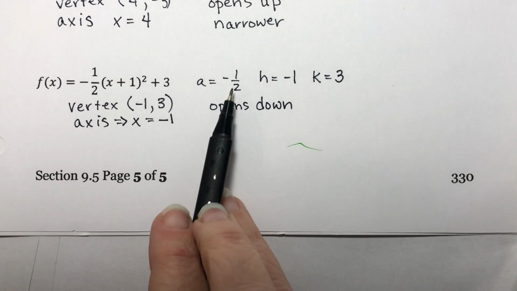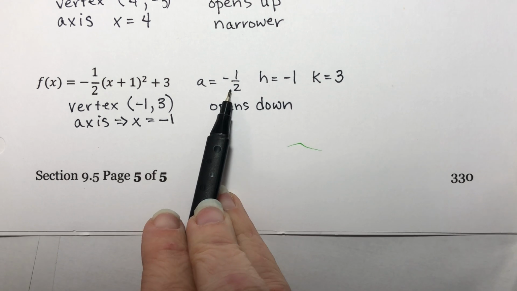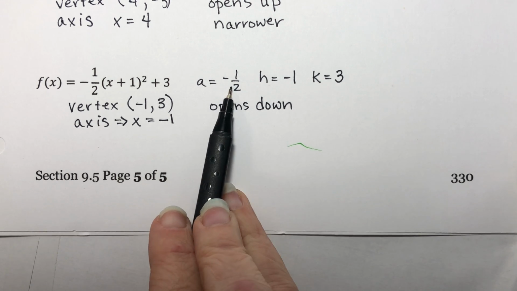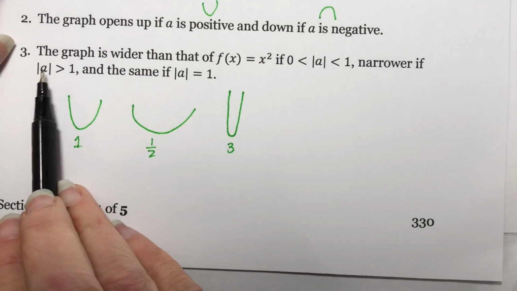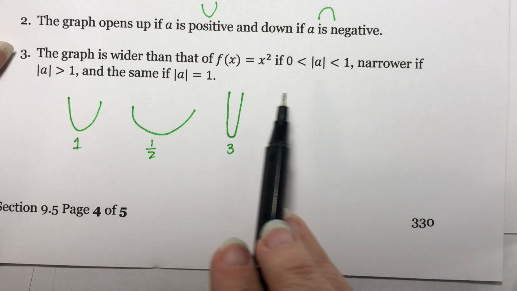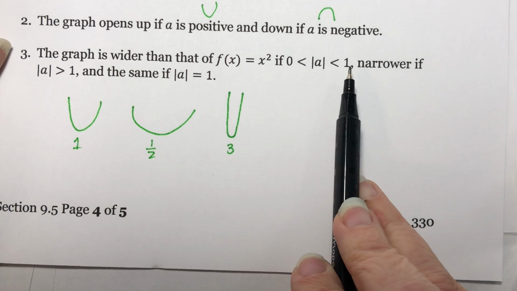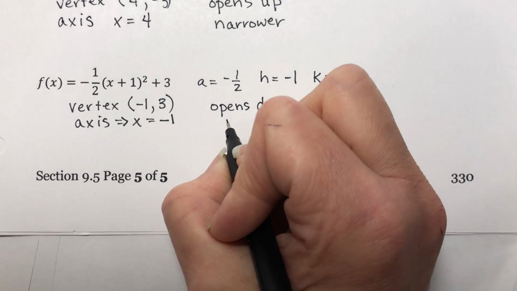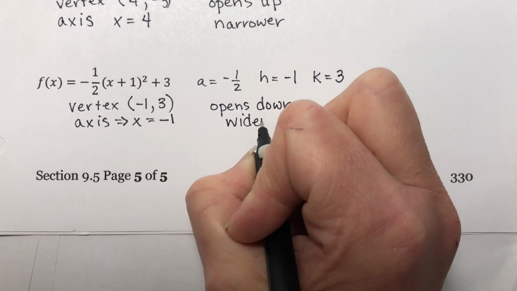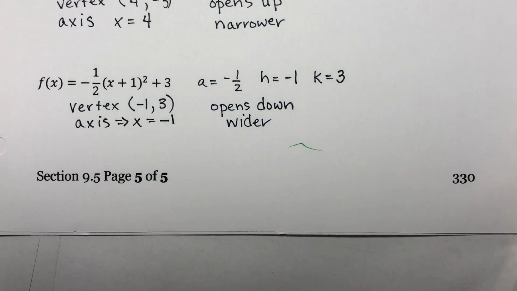Okay, now we also use our A value to decide whether it's wider, narrower, or the same. In this case, we ignore the negative because each of these have absolute values in them. 1/2 is between 0 and 1, so this should be wider. Okay, and that's the end of this section.